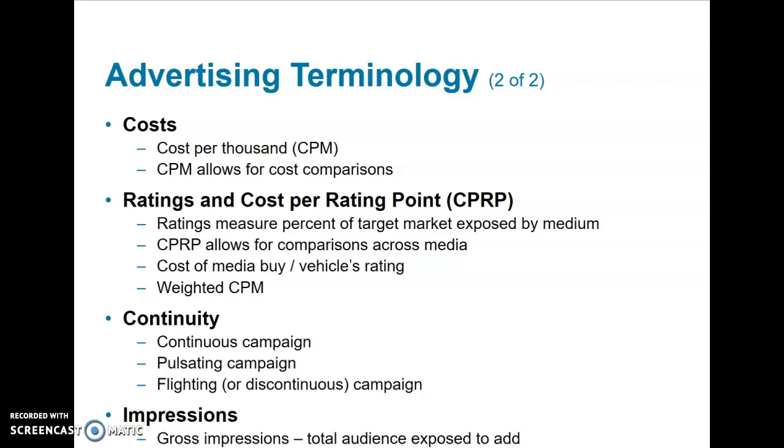Gross impressions represent the total exposure of an audience to an advertisement. If an ad was shown 4 times on a television show with an audience of 2 million people, then the gross total impressions would be 8 million.